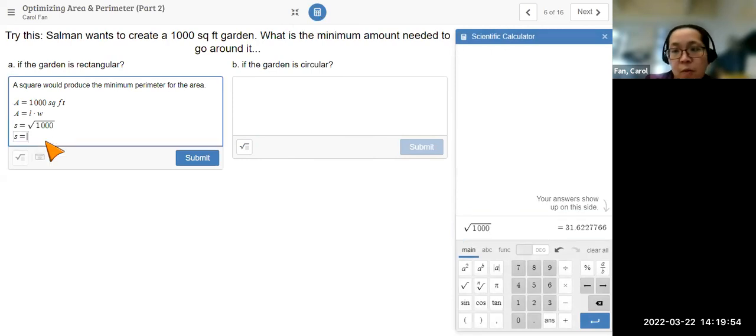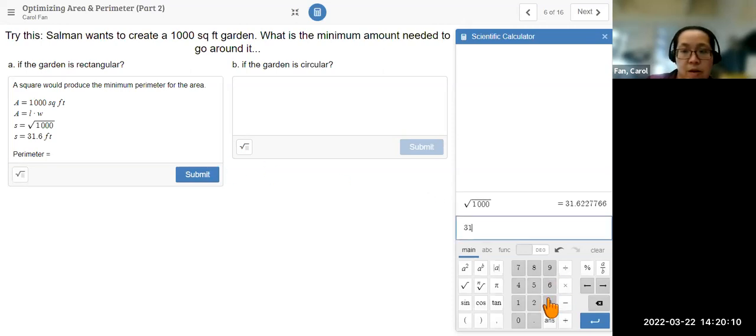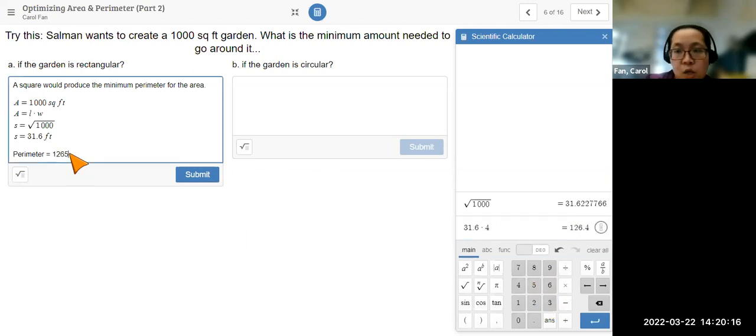So we have 31.6 feet. Right, so our perimeter is going to be 4 of those. $126.4 feet.